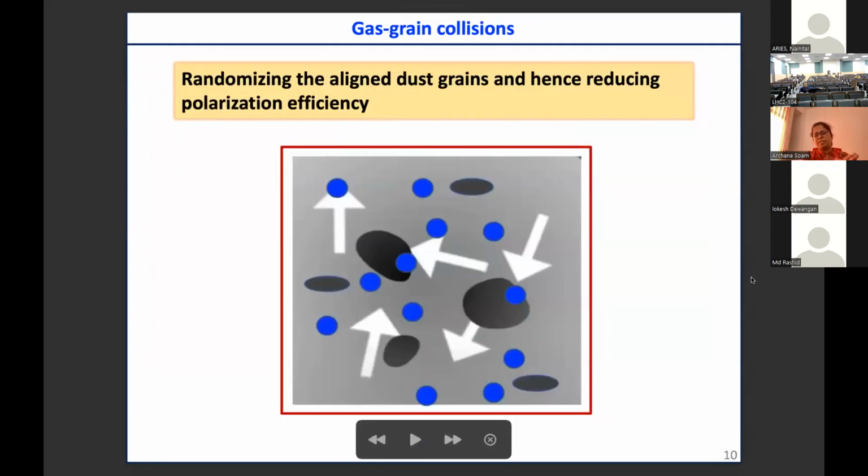So, as I said, I'm going to do 2 tests using polarization measurements. One is to understand how the gas grain collisions can cause the drop in the polarization. Another is to check the 2 temperature hypothesis in IC63.